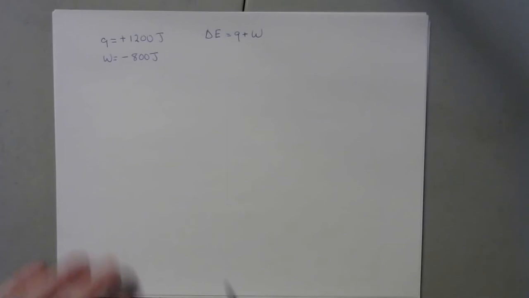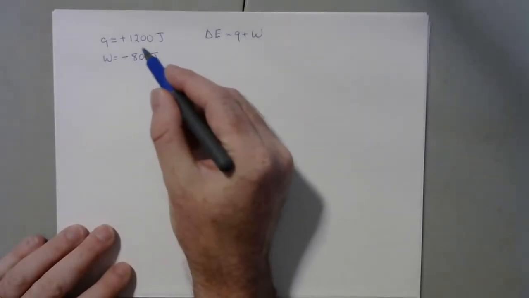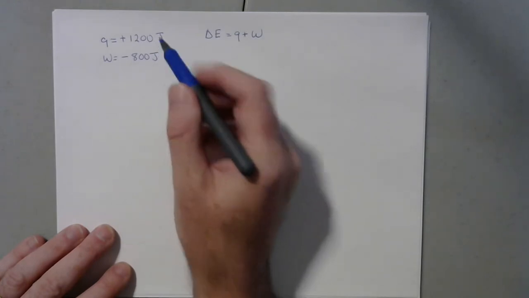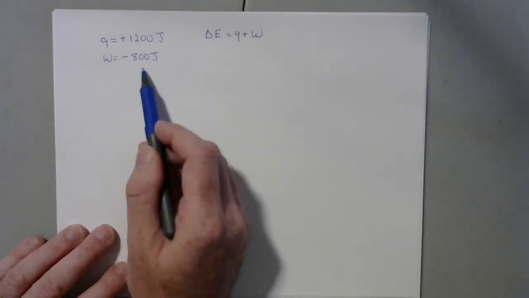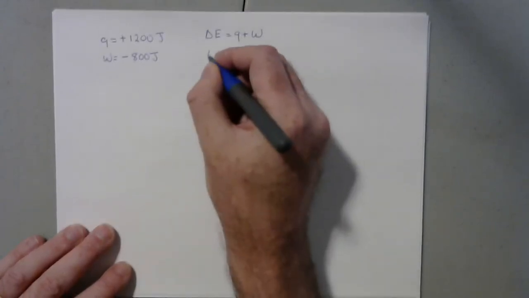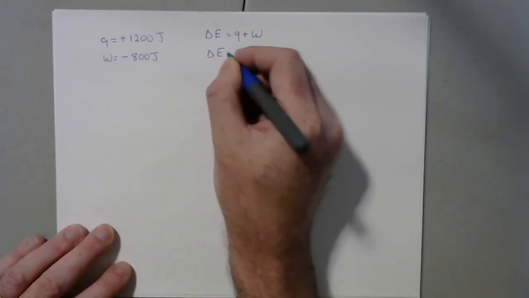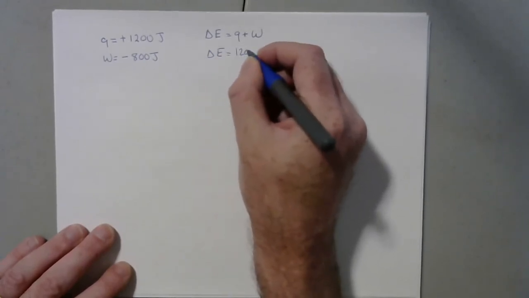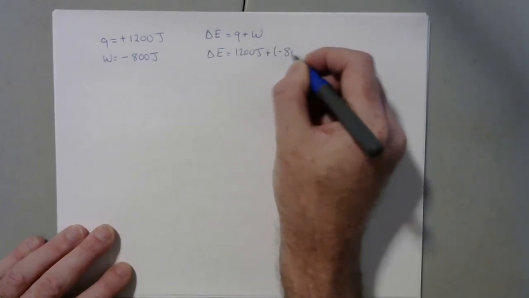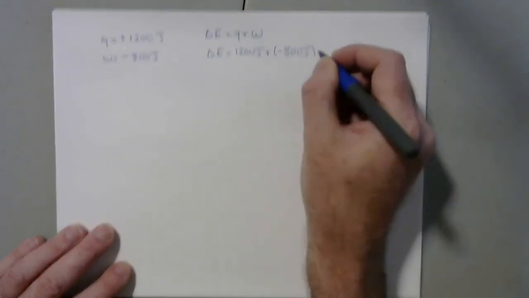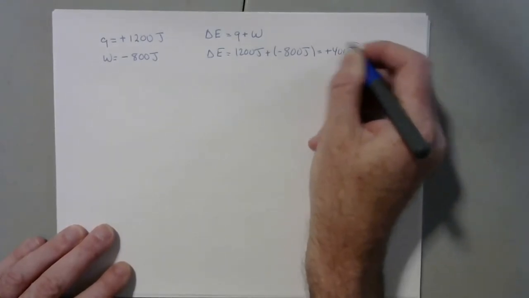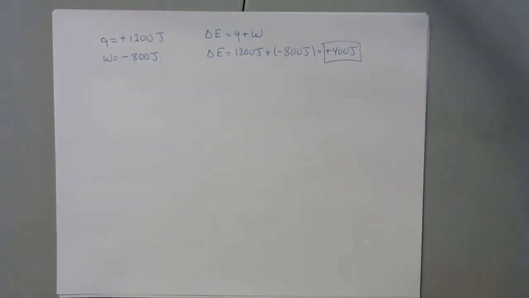All right, let's look at this problem. I've copied the information now. It's a positive 1200 joules of energy because the energy is going into the system. Negative 800 joules of work because the system is doing work on the surroundings. Past that is just simple addition. It's going to equal 1200 joules plus a negative 800 joules for a net positive 400 joules of net energy going into the system.